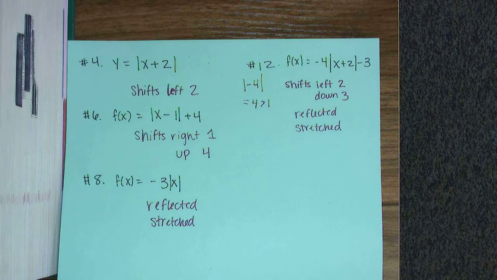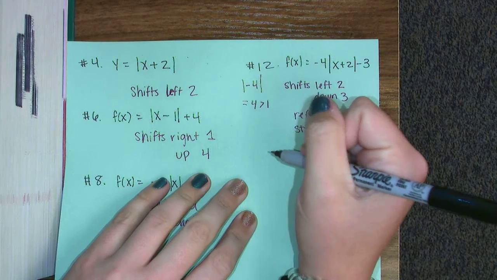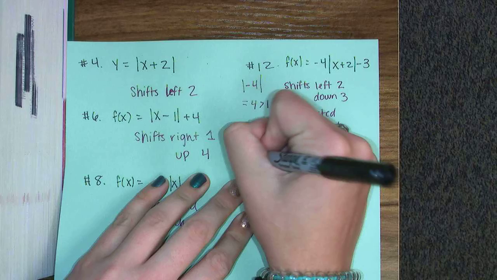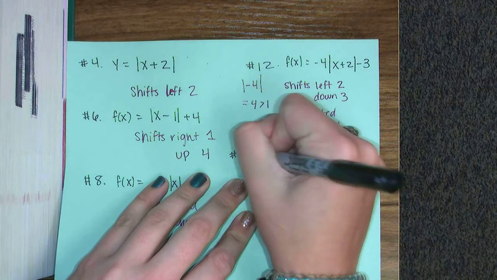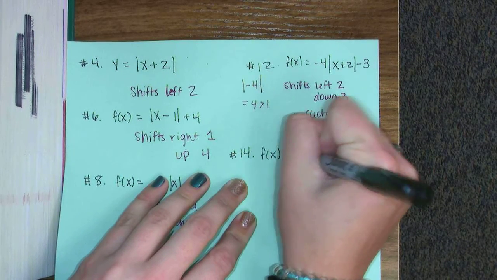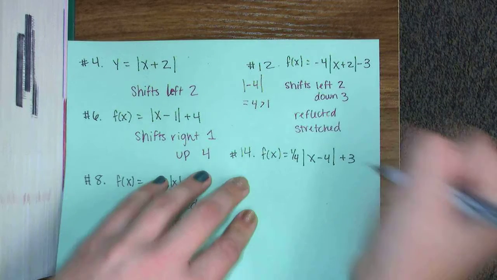Do we want to do one more like this before we switch to the other way? Okay, we'll do 14, and then we're switching to the kind where we're looking at a graph. Alright, so again, try this one. f of x is equal to 1/4 the absolute value of x minus 4 plus 3.